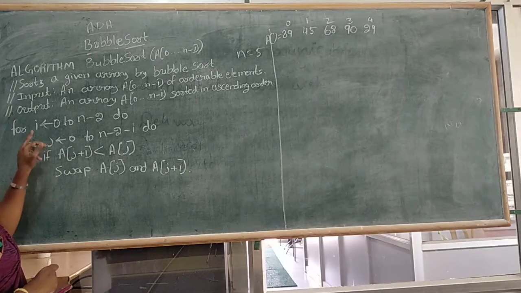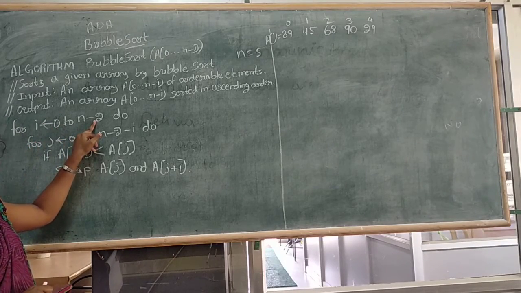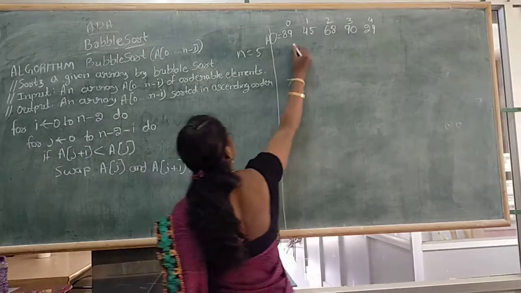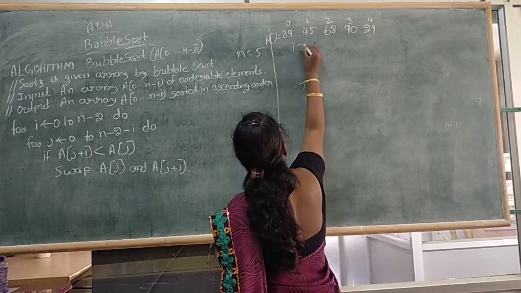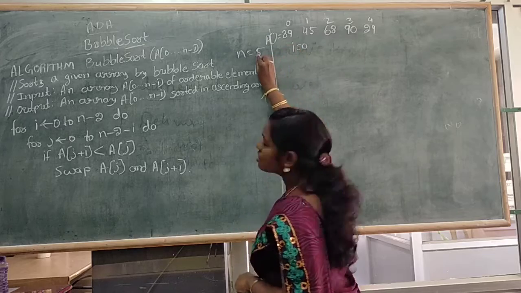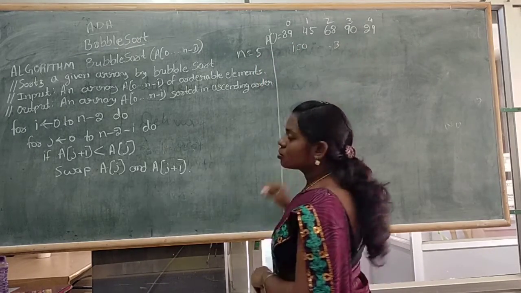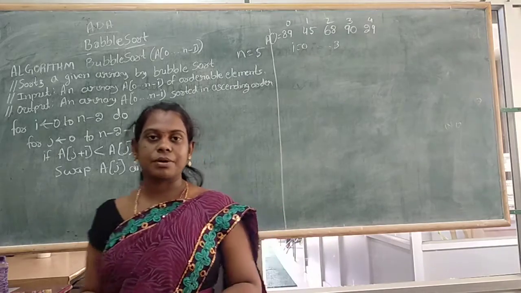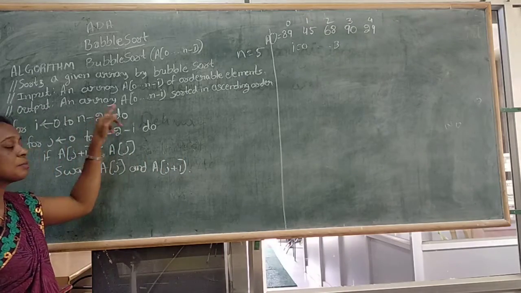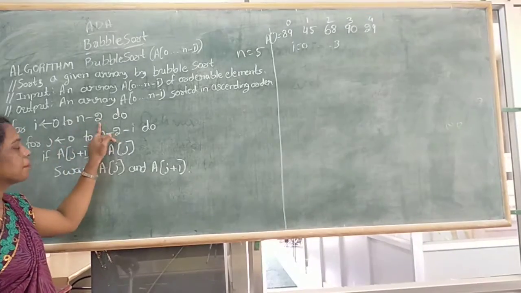One for loop: i is equal to 0 to n minus 2. Where does i start? i is equal to 0 to n minus 2, where n is equal to 5, so 5 minus 2 is 3. The i loop should run up to 3. Okay? So after 3, when it goes to 4, this for loop breaks.